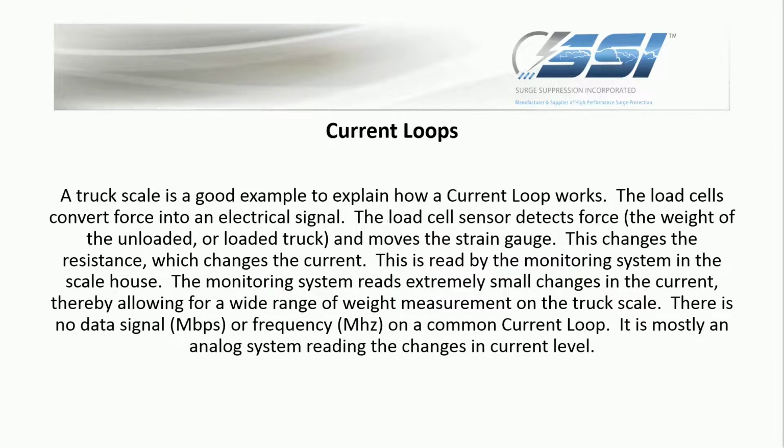A truck scale offers a good example of a current loop system. As the weight on the truck scale increases, the stress on the scale load cell increases. This increases the resistance, which increases the current. This change in current, although very small, is read by the monitoring equipment at the other end of the current loop. Once calibrated properly, the truck scale can be a very accurate method for determining the before load and after load weight of any truck. By subtracting the before weight from the after load weight, the actual weight of the cargo added is determined.